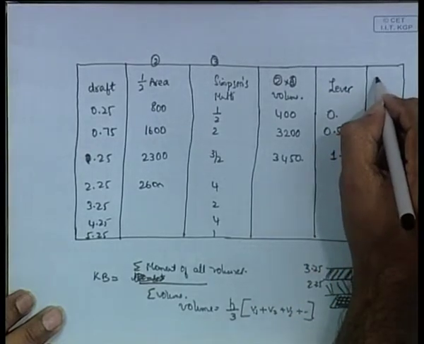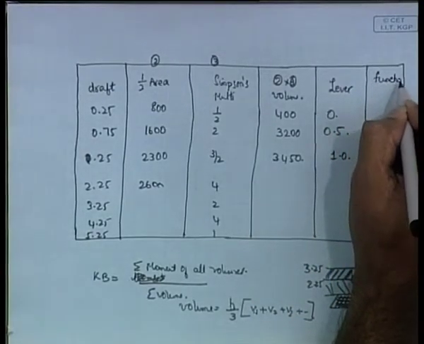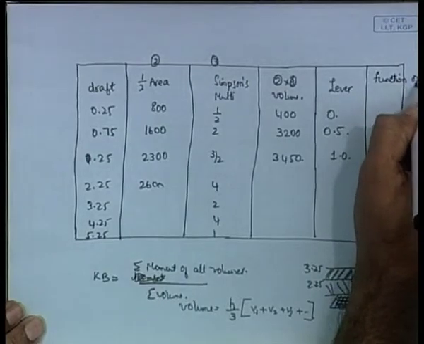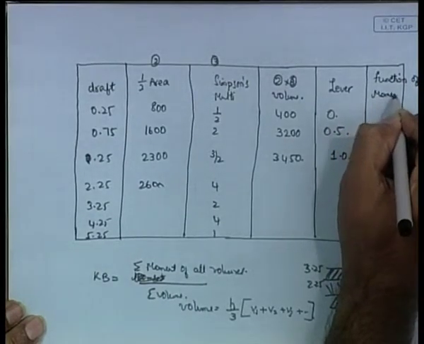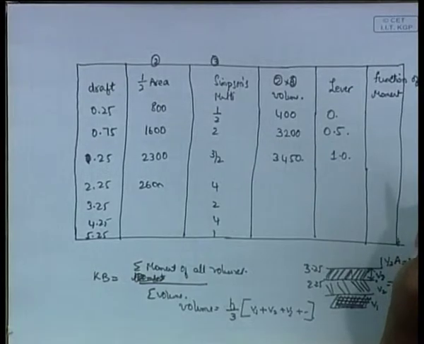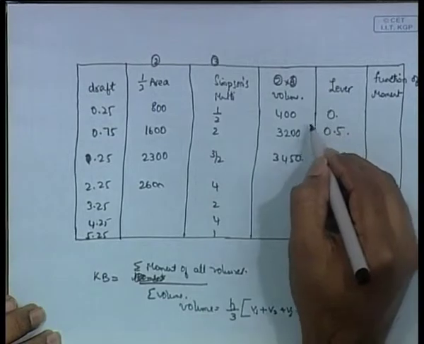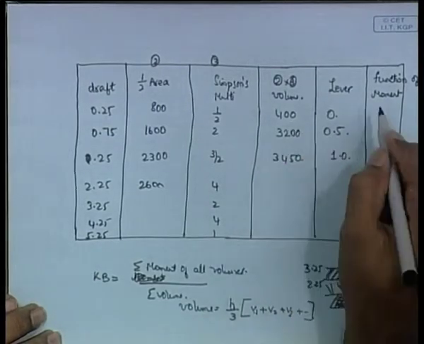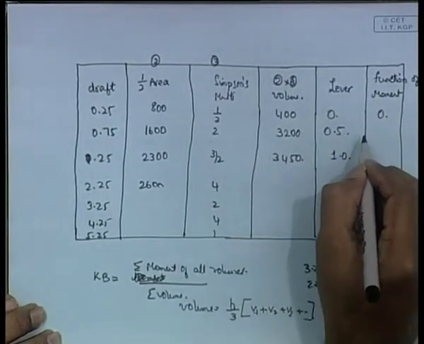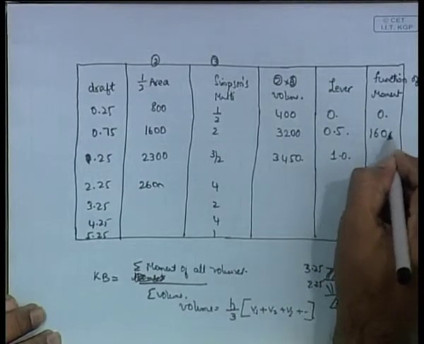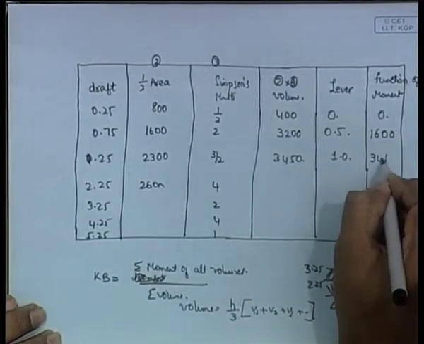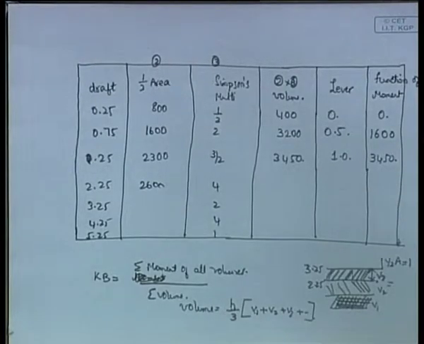And this is the function of moment. The function of moment is the product of these two, volume into lever: 400 into 0 is 0, 3200 into 0.5 is 1600, 3000 into 1 is 3450. This is pretty much how you fill up the table. If you can fill up this table without any error, then you have more or less got the answer.